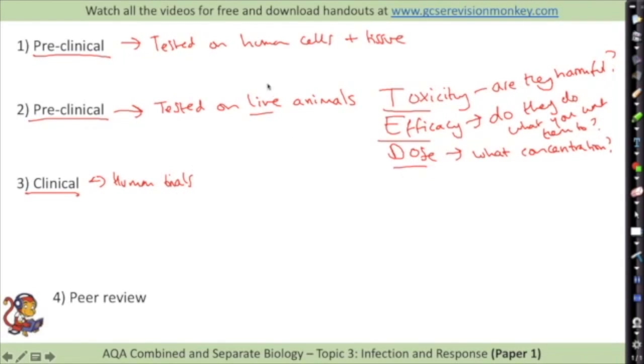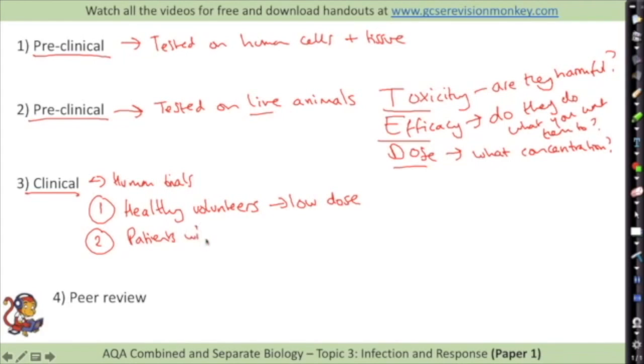And then after all of that, if all those trials are successful, you're going to have human trials. The first stage of the trial is actually on healthy volunteers. So these people don't have the disease at all, but they're tested on these people just to check that it works within the human body system. They're given a low dose and they are monitored and checked to make sure the drug is working around the body properly. And then it will be tested on patients with the disease.